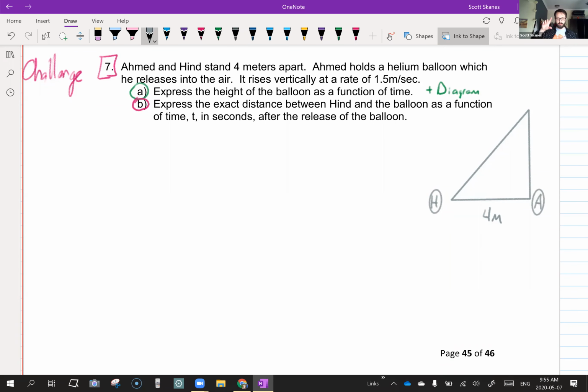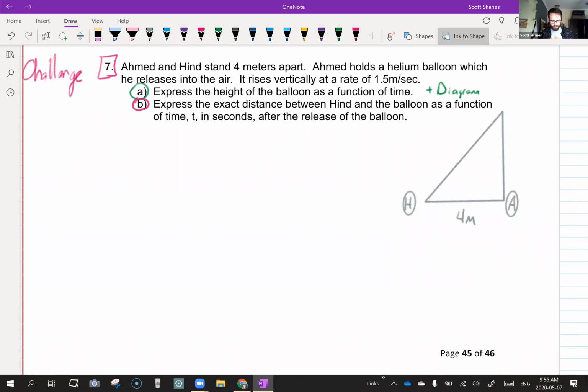And it rises vertically at a rate of 1.5. Do you remember what we do when we deal with rates? When I said it was a rate, when I had a speed before, what that looked like? I'll show you. That's our H. Our first question is answering that, by the way. Express the height of the balloon as a function of time. We did it earlier with radius. We just take the speed and put a t value next to it. So it's 1.5 times t.